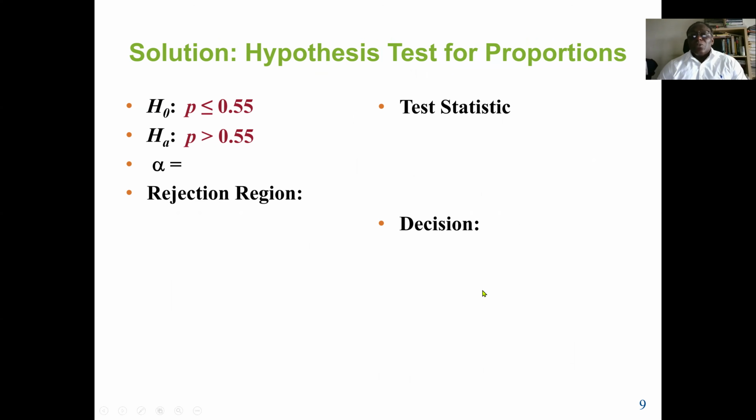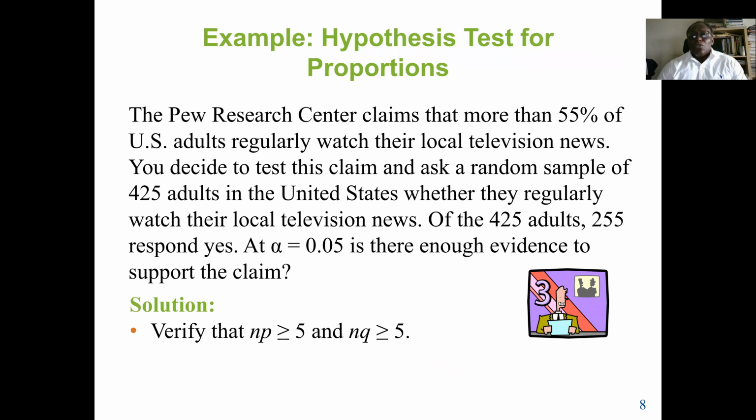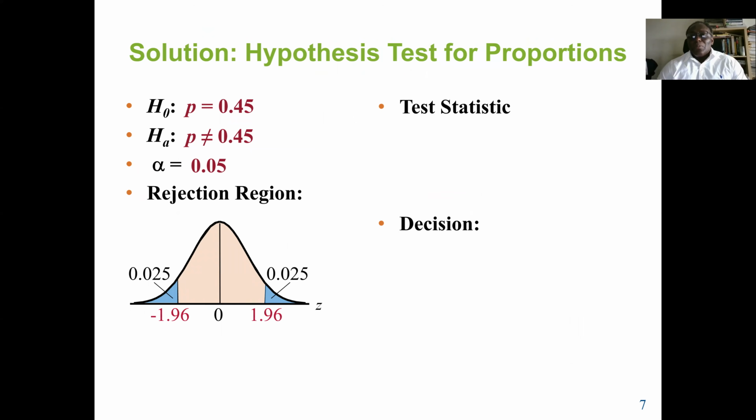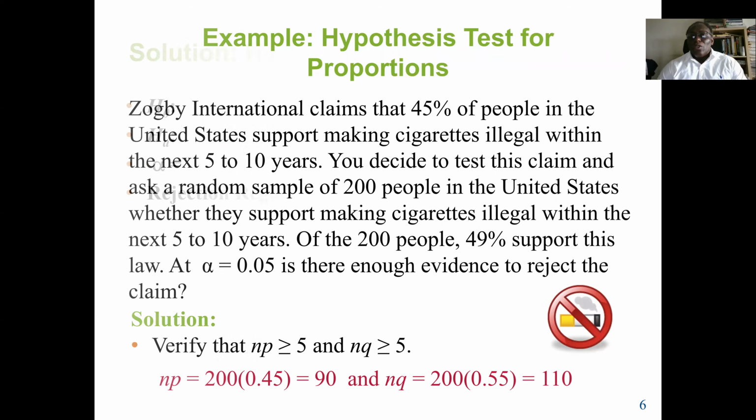Now there's a difference, and students always have a little bit of confusion here. Let's look at the previous question. You see that in the previous question, they say equal. Zogby International claims that 45% of the people in the United States support. So this is exactly 45%, equal. So this will be our H0.